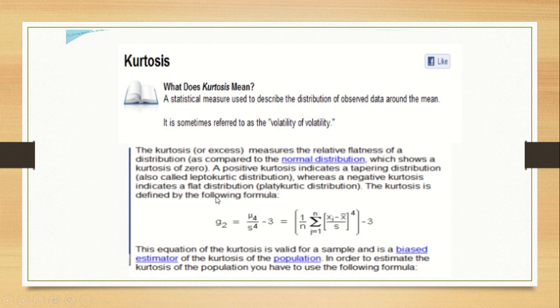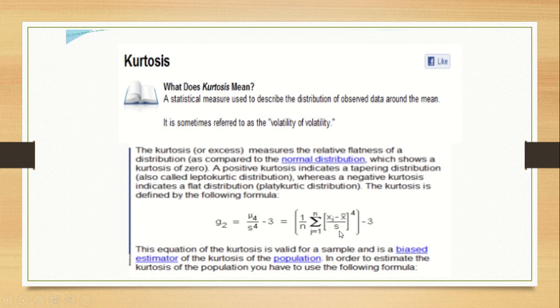So the kurtosis is defined by the following formula. g sub 2 equal to mu sub 4 divided by s to the fourth power minus 3, or equal to 1 over n times the summation of x sub i minus x bar divided by s.